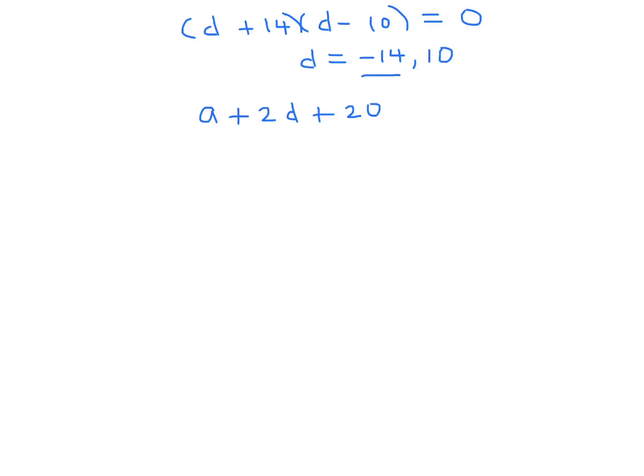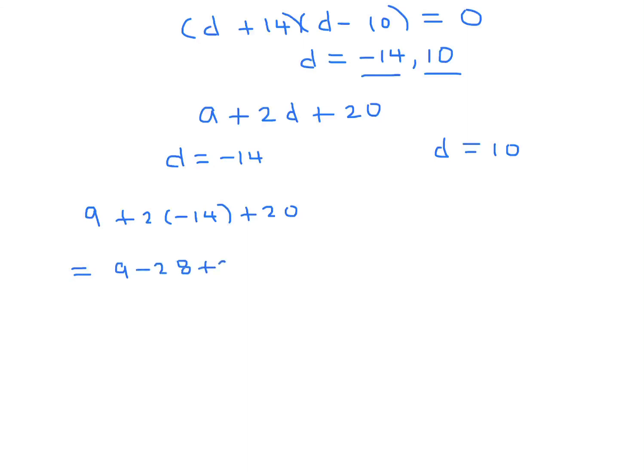First, let's try for D equals negative 14, and then we'll plug in D equals 10. And then we'll choose the smallest. So remember, A was 9. D, in our case here, is negative 14 plus 20. So this looks like 9 minus 28 plus 20. So that's 29 minus 28, which is 1.